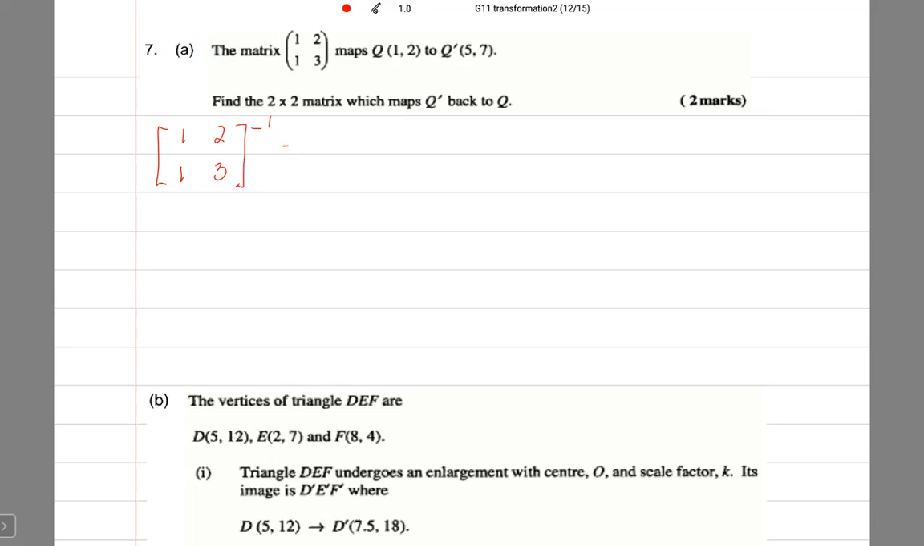Well, first of all, the inverse is equal to 1 over the determinant times the adjoint matrix. First of all, the determinant of this would be 1 times 3, which is 3, minus 2 times 1, which is 2. So the determinant is 1.